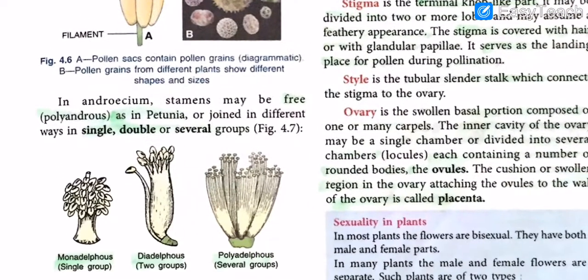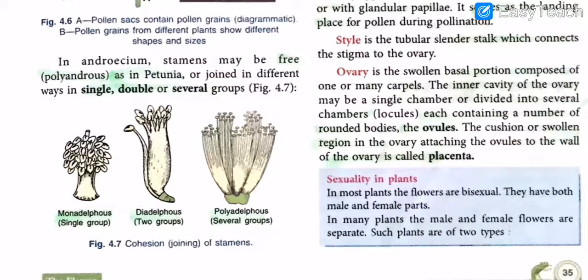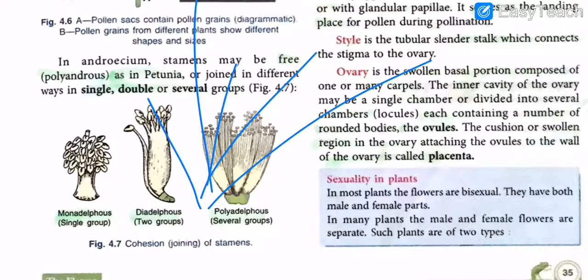Okay, now in the androecium, stamens may be free, polyandrous as in petunia, or joined in several ways: single, double, or in several groups. So as you can see over here, as I just said, they can be completely free, just open into several strings like this. 1, 2, 3, 4, 5. Just into several strings, it can be completely open. Or it can also be joined in ways of single, double, or in several groups as well. Those also have their subtypes, and they have their names.